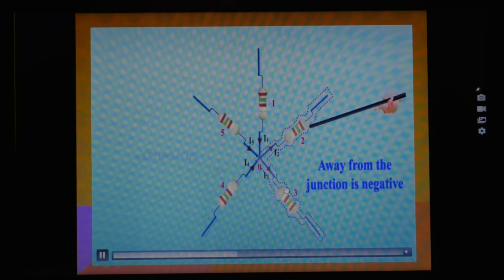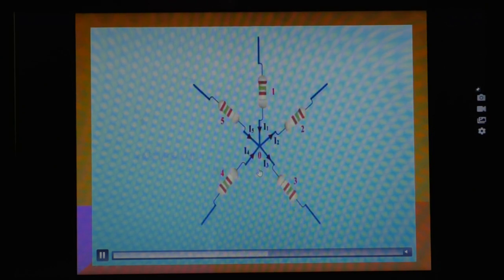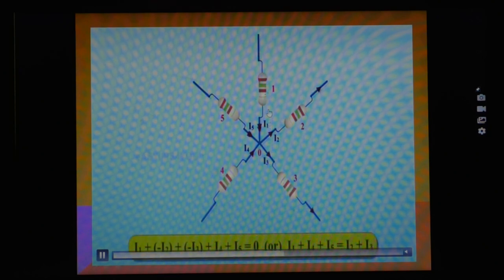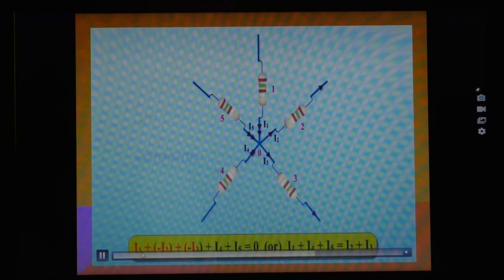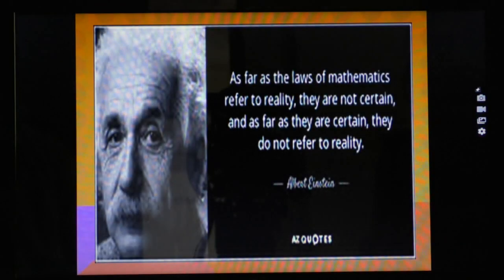Towards the junction. So I4 towards, I5 towards, I3 away and I2 away. So another example, you can write down I1 plus minus I2 plus minus I3 plus I4 plus I5 is equal to 0. So it could be written as I1 plus I4 plus I5 is equal to I2 plus I3. So this is giving you another way to define KCL rule.